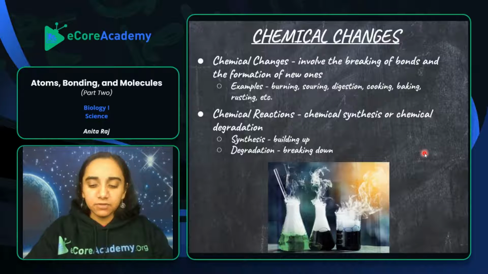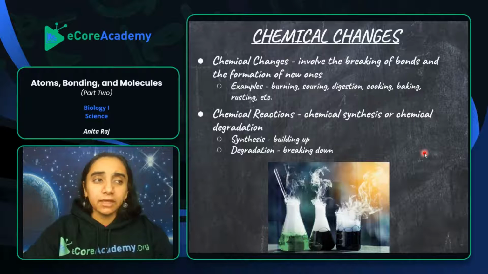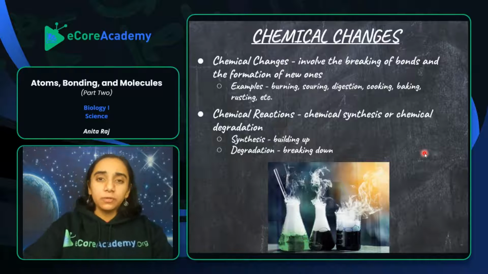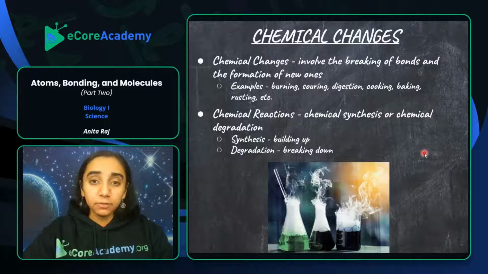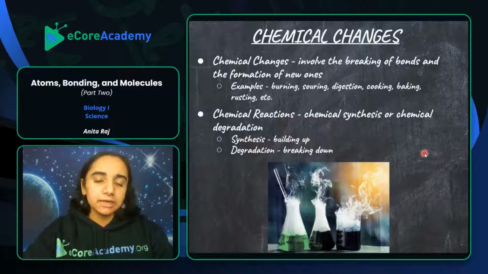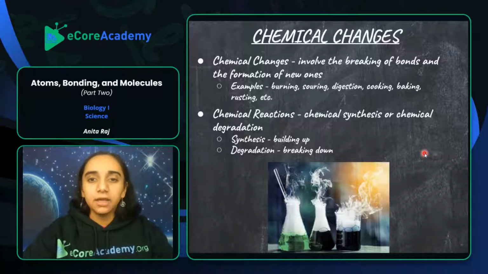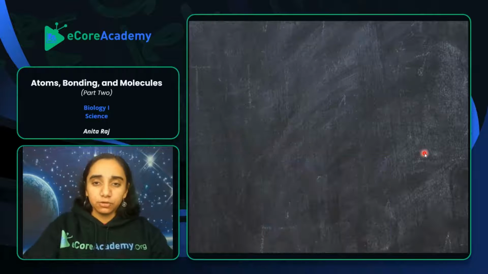So a good example of this, you probably don't know this because we haven't gone through metabolism yet. But an example of synthesis would be something like photosynthesis, where we actually form glucose. Whereas degrading would be something that occurs in cellular respiration, where that glucose molecule is broken down so we can form ATP, which is usable energy in the body. So those are examples of chemical reactions.